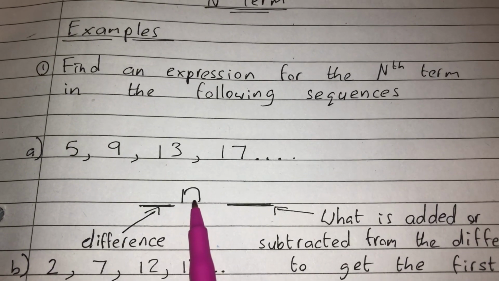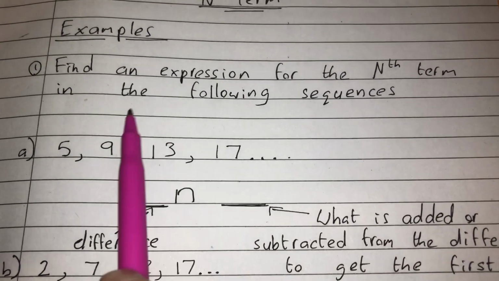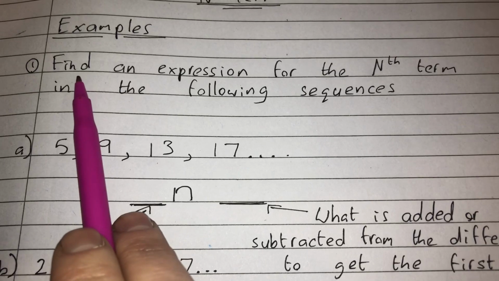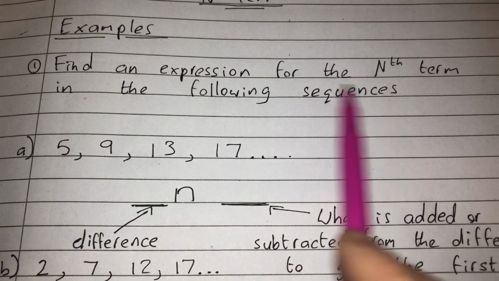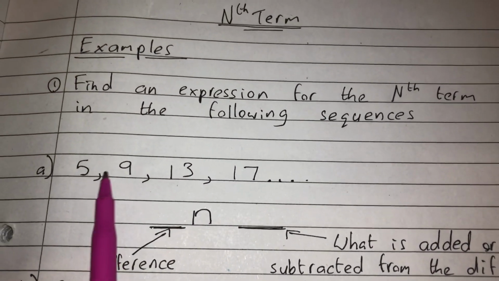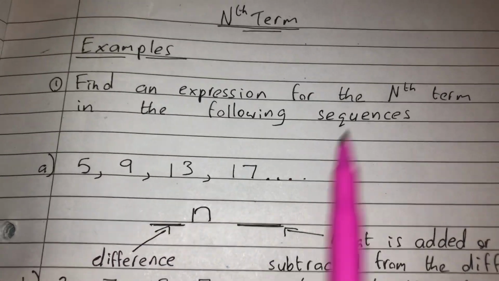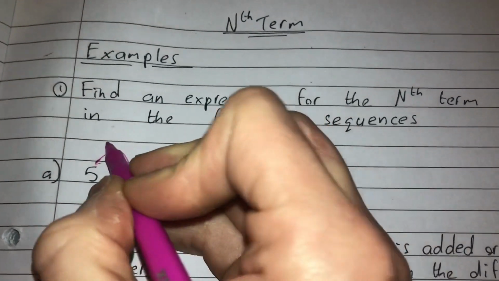So you'll end up with a short expression or a formula. What we're asked for here is: find an expression for the nth term in the following sequence. So again, looking at the difference in this sequence, it's going up in 4s each time.